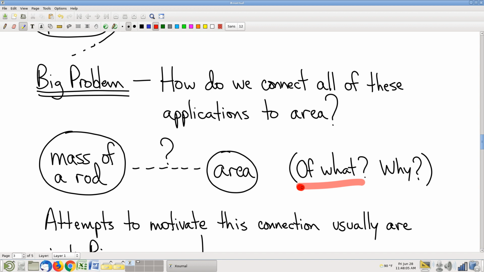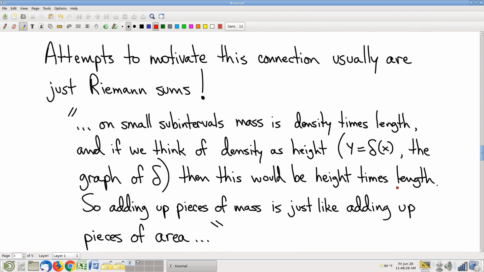There's no area in the question. So that's a pretty big explanation that's now due. If you want to say it relates to area of what? And then more importantly, why is that okay? What is the rationale behind suggesting that a mass is equal to an area? Now, you can make an argument.